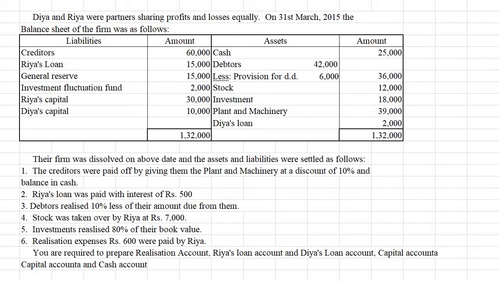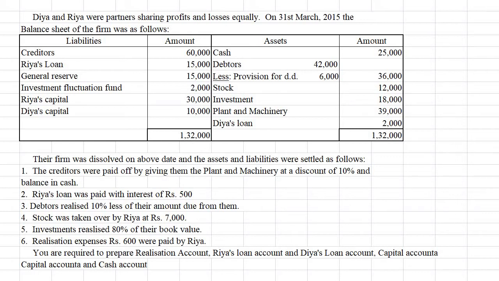Hi students, today we are discussing another problem from dissolution of a partnership firm. Last class also we discussed a problem from dissolution of a partnership firm. Here also we are discussing another problem. The speciality of this problem is that we will discuss how to treat the investment fluctuation fund and how to treat the expenses paid by a partner. That means realization expense is paid by a partner. These two adjustments are the speciality of this problem.